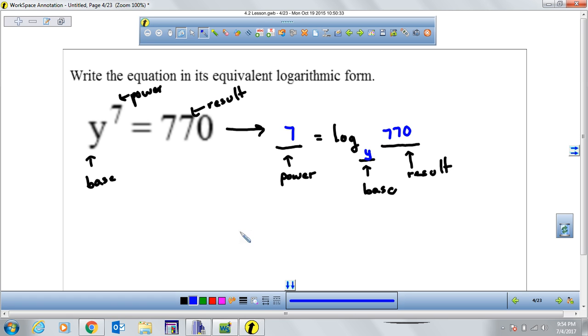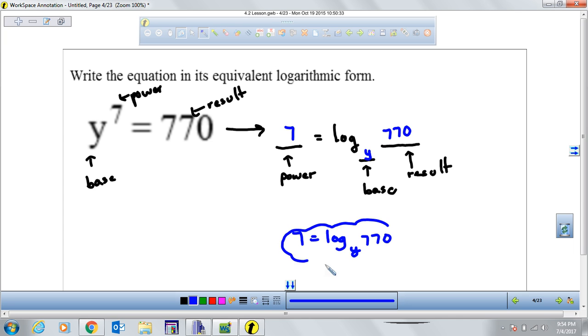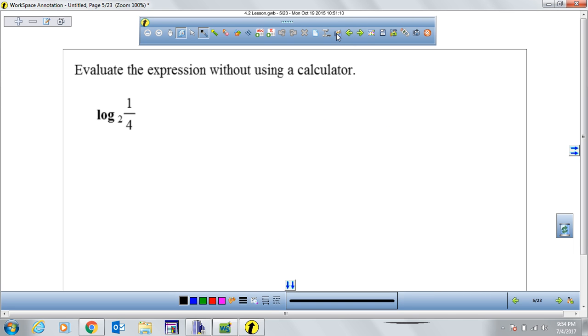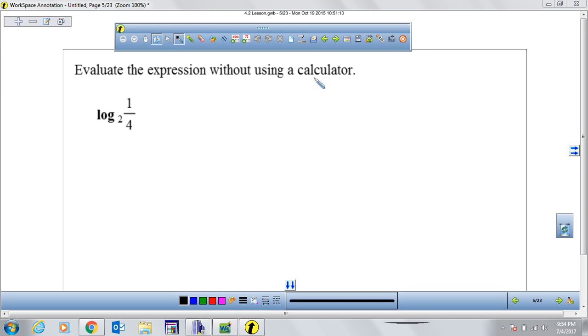Okay, so I'm just going to write it without all those words: 7 equals log base y of 770. This is the equation in its equivalent logarithmic form. Now, the next thing we're going to do is evaluate logarithmic expressions without using a calculator.